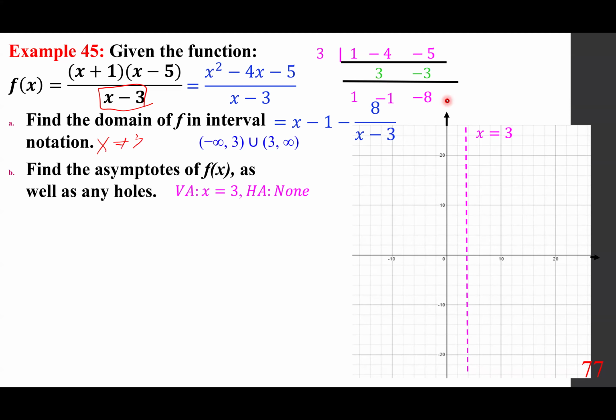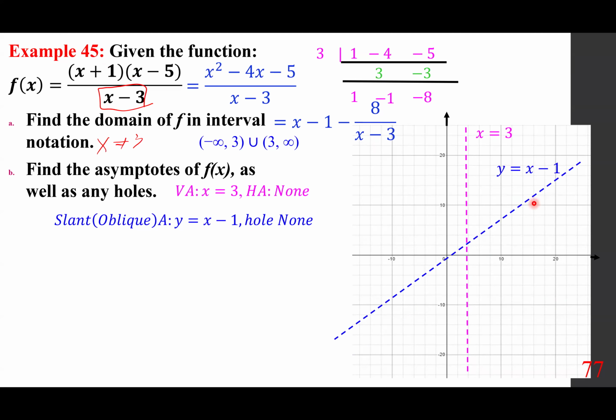Pretty straightforward. And that means y equals x minus 1 is the equation of an oblique asymptote, and there is no hole. Now, I want to explain about the hole again. The hole happens if there is a common factor between the top and the bottom. There is no hole because there is nothing in common between the two. All right. So y equals x minus 1.